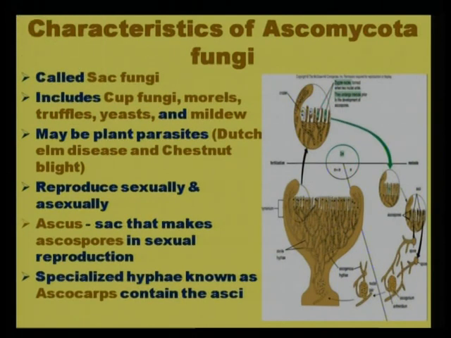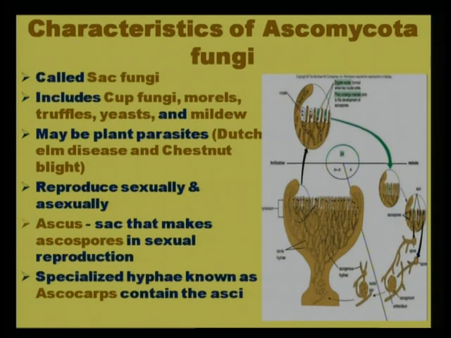Now let us go to the third group, that is the Ascomycota fungi. These fungi are called the sac fungi. Over here you can see different fungi like club fungi, cup fungi, morels, truffles, yeast and mildew included in it. Over here, yeast is unicellular compared to the others which are multicellular. They are usually plant parasites causing diseases like Dutch elm disease and chestnut blight disease. They also reproduce by both means, that is sexual and asexual.